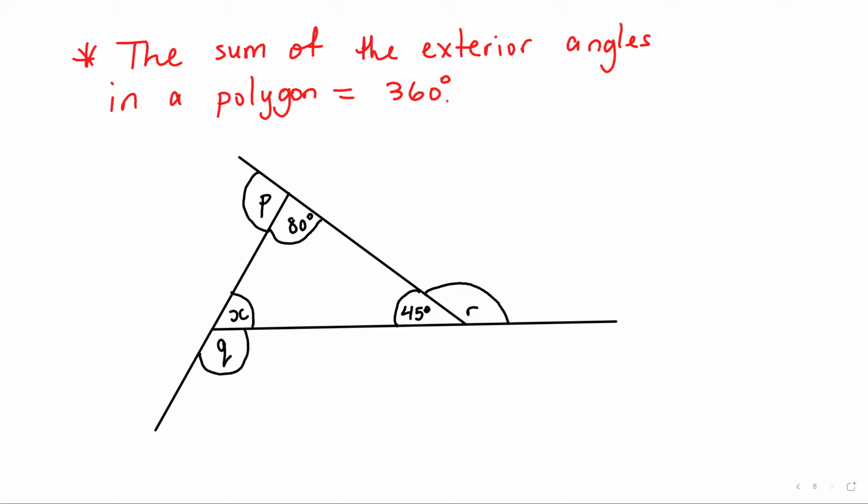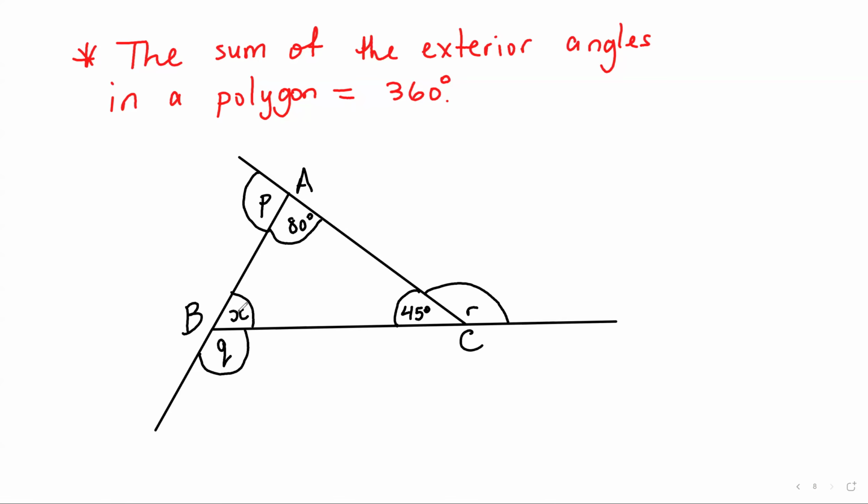So this is triangle ABC. It's a triangle and then I have the exterior angles added onto it. So if I know that this angle inside the triangle is 80 degrees and this one is 45 degrees, can I find the third angle in the triangle?